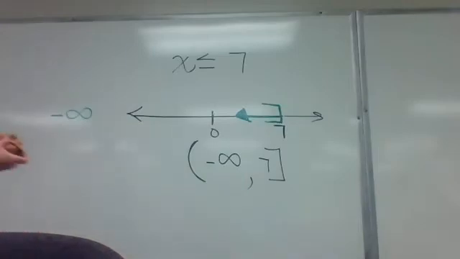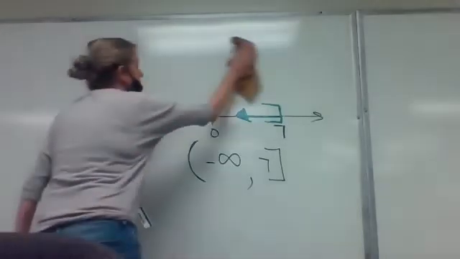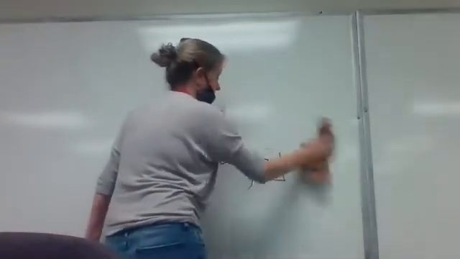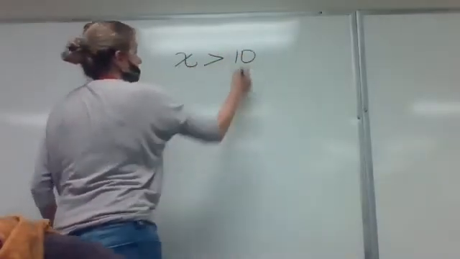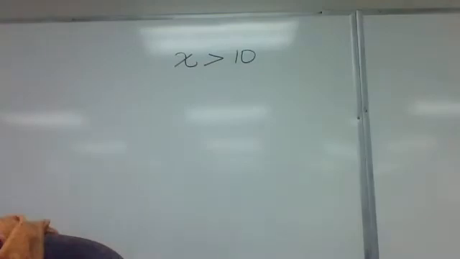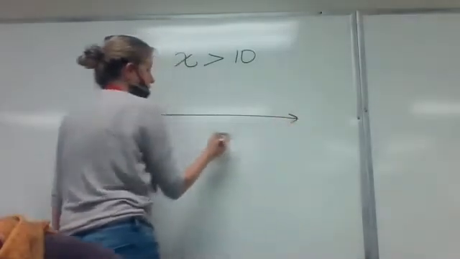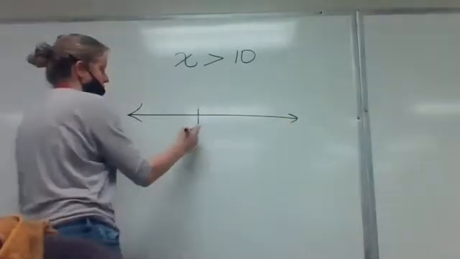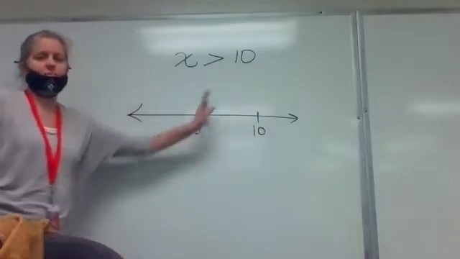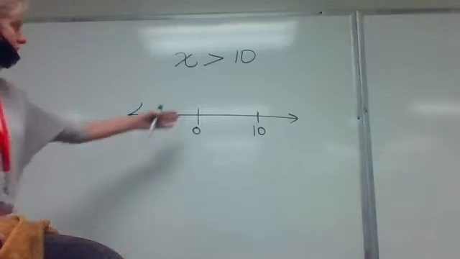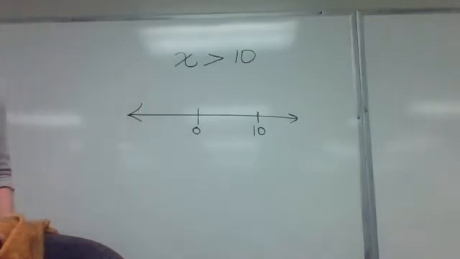Okay, let's look at number 4, same kind of problem. X is greater than 10. So again, we're going to put it on the number line first. On my number line, what I pretty much like to do when I'm just drawing my own number line is put a 0 and then put where that number would be. So 10 is going to be on that side of 0, right? Because only negative numbers are on this side of 0.